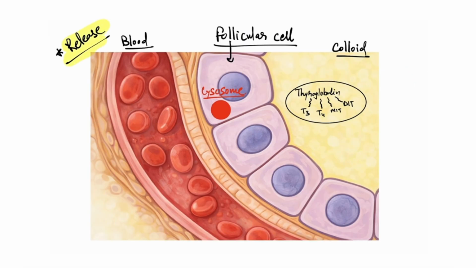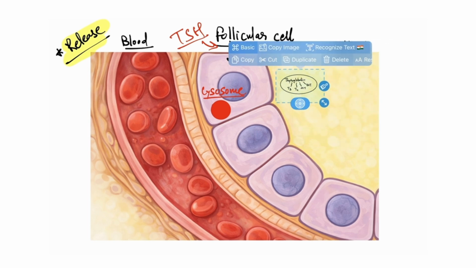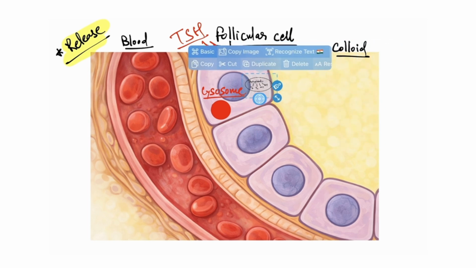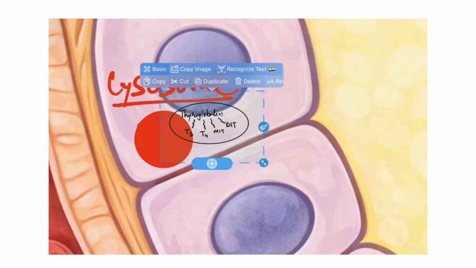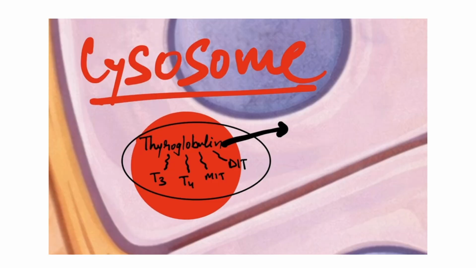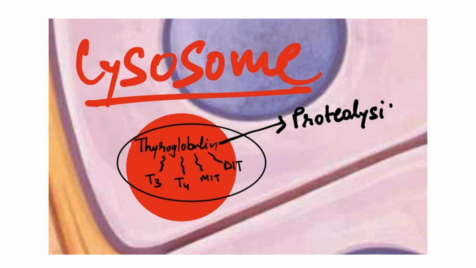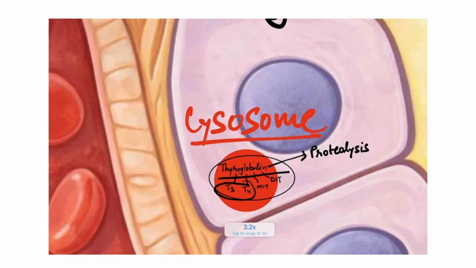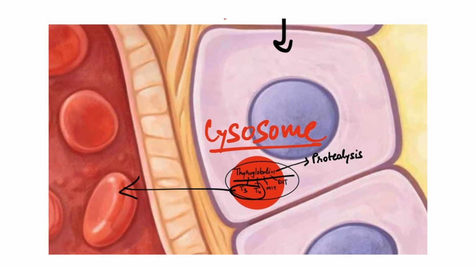Next step is release. When the body needs hormone, TSH stimulates the follicular cell. Colloid is endocytosed. Vesicles fuse with lysosome. Thyroglobulin undergoes proteolysis. T3 and T4 are released into blood. MIT and DIT are deiodinated and iodine is recycled.